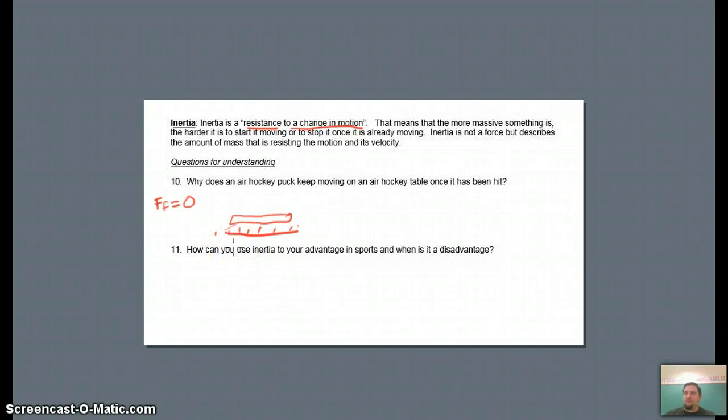You see this in things in space where there's no air resistance. They shoot a spacecraft off and it will continue straight forever. Number 11, how can you use inertia to your advantage in sports, and when is it to your disadvantage? Well, if you want to change directions, you want to be small. If you don't want to change directions, you want to be massive.